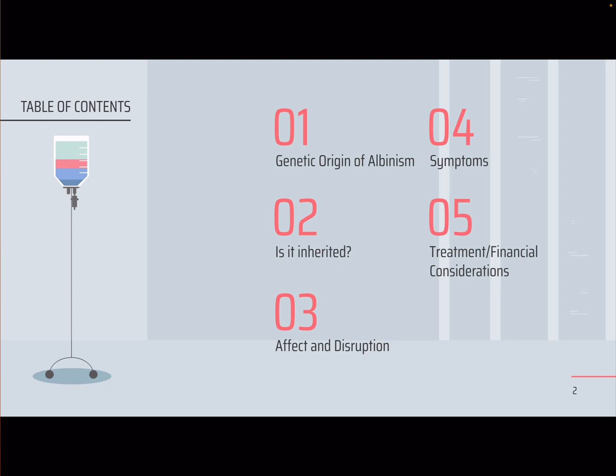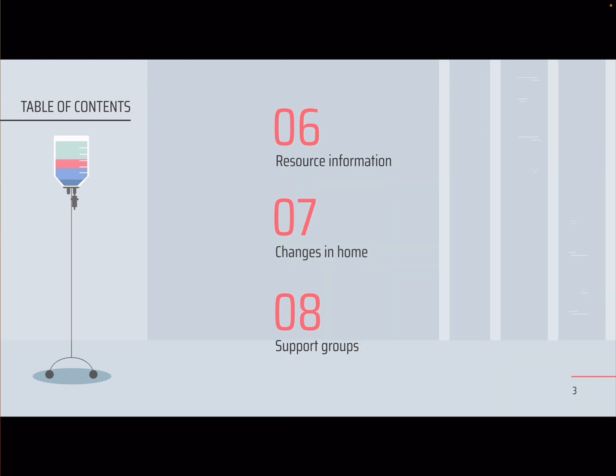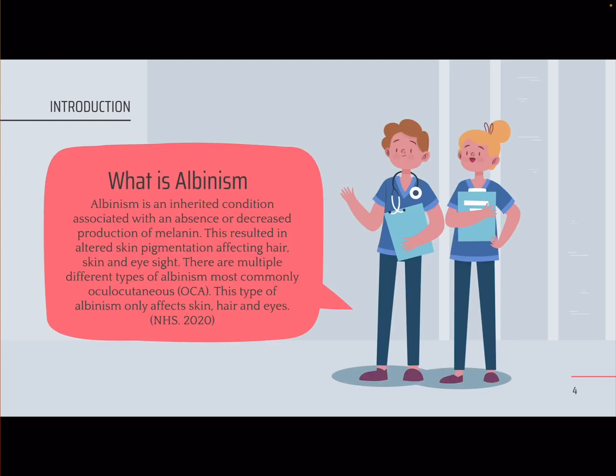Here's my table of contents that I will be covering throughout the rest of my presentation. We'll be going over genetic origin of albinism, inheritance, effect and distribution, symptoms, treatment and financial considerations, resource information, changes in home, and support groups. So to start, what exactly is albinism?